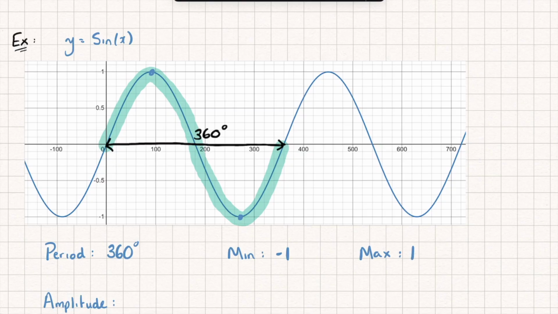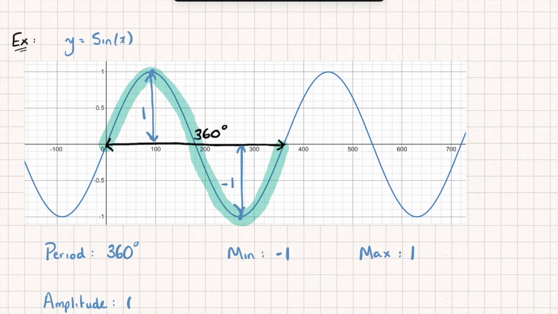Now I have this final keyword, which is the amplitude of the function, and this is just the height of the wave from the center line to the peak or the trough. Basically from this center line that I could draw on here to the maximum or minimum value. And if I annotate this, hopefully you can see, well, we know the maximum is 1 and the minimum is minus 1, so the distance from the center line to the max or min is just going to be 1. So the amplitude of sine of x is 1.